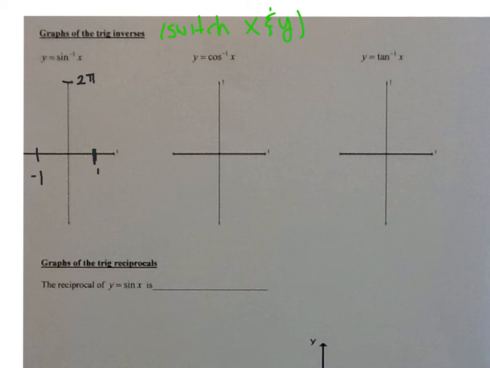So this would be 2 pi. Down here would be negative 2 pi. This would be pi and negative pi. Pi over 2, 3 pi over 2, and negative 3 pi over 2.